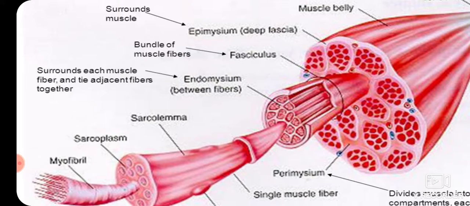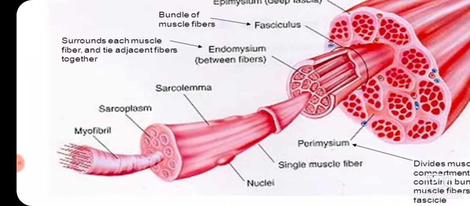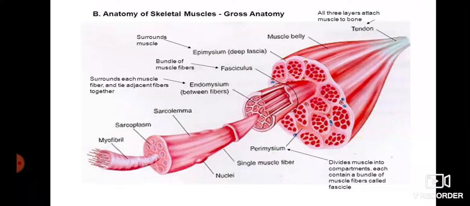They work as a glue between the muscle fibers. And this is the sarcolemma, the membrane of the muscle fiber. Here you see the cytoplasm, which is the sarcoplasm, same as cytoplasm, and this is the muscle fiber. Clear with the diagram?